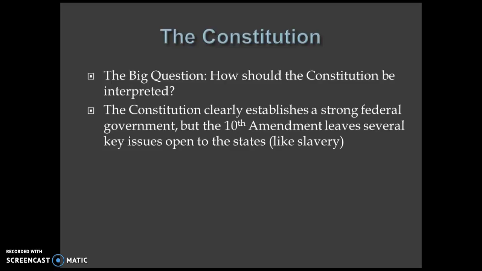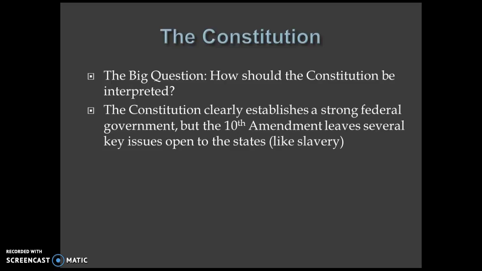But they also want to make sure that the states still have some power. The states aren't going to be as powerful as they once were under the Articles of Confederation, but they still do have some powers because the 10th Amendment of the U.S. Constitution leaves several key issues open to the states. One of those key issues, it seems, is slavery, because the Constitution really does not make much mention of slavery outside of the fact that the slave trade will be revisited. That issue will be revisited in 1808.